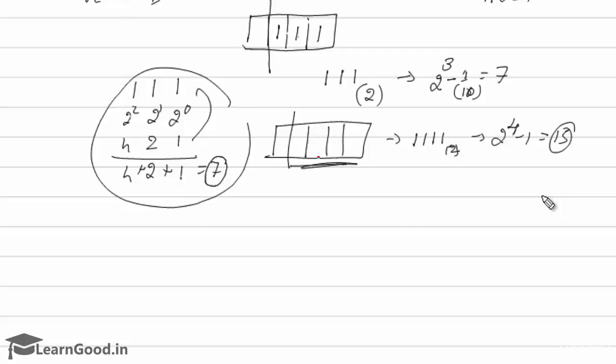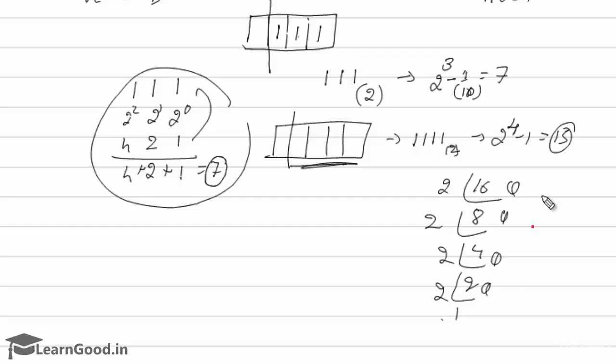Now, why 15? Why can't I store 16? If you take 16, what is 16's binary value? Divide 16 by 2. 2 8s are 16, 0 is the remainder. 2 4s are 8, 0 is the remainder. 2 2s are 4, 0 is the remainder. 2 1s are 2, 0 is the remainder. So take the value from the bottom, it's going to be 1 0 0 0 0.